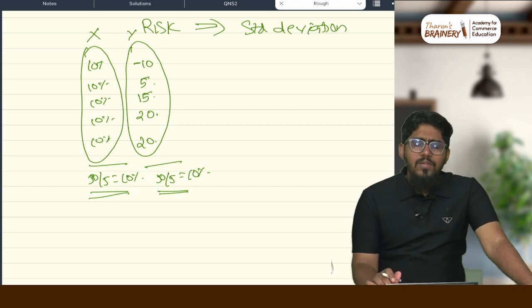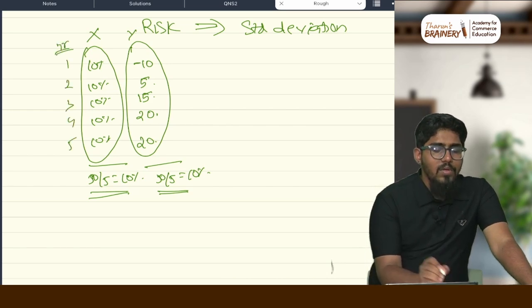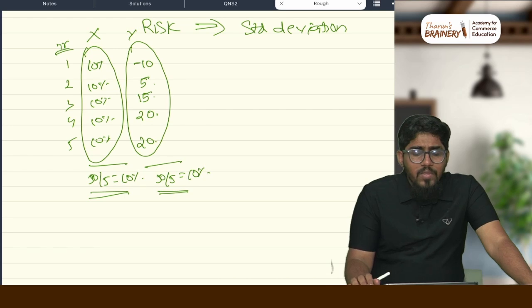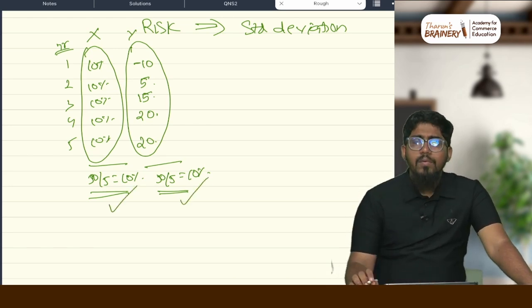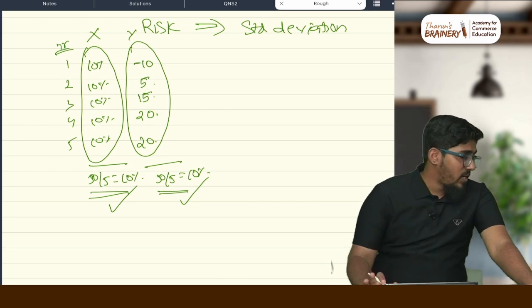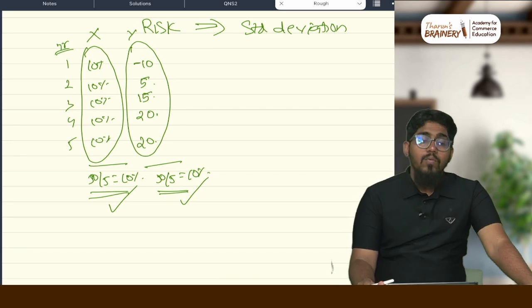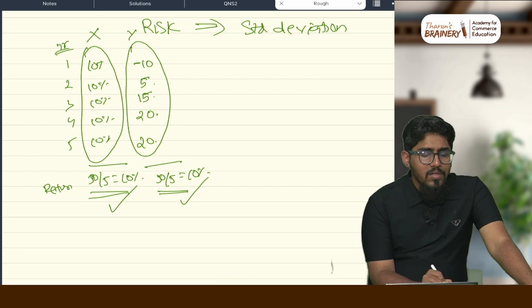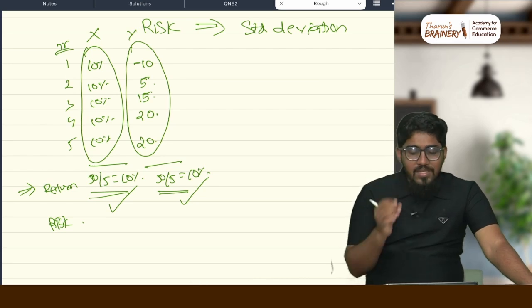Now if someone asks you, sir, which security should I invest in, X or Y? This is years 1, 2, 3, 4, 5. Security X gives an average return of 10%, and security Y also gives an average return of 10%. You may say the average return is the same, so you are indifferent. No. Though the average return is the same, you also have to look at the risk aspect.